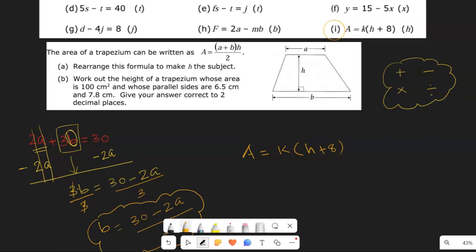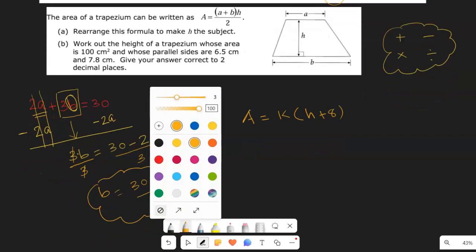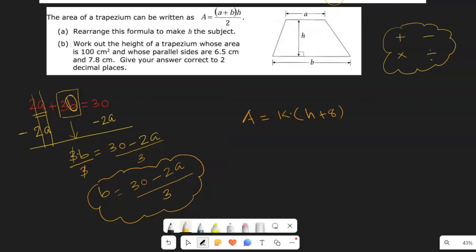Okay, so here we need h as the subject of the formula. So we are going to work on that h. We have a product here before the parenthesis. So you know that if you have a product, you need to do division. On both sides of the equal sign, divide. So k cancels out. So the equation now is a by k equal to h plus 8.